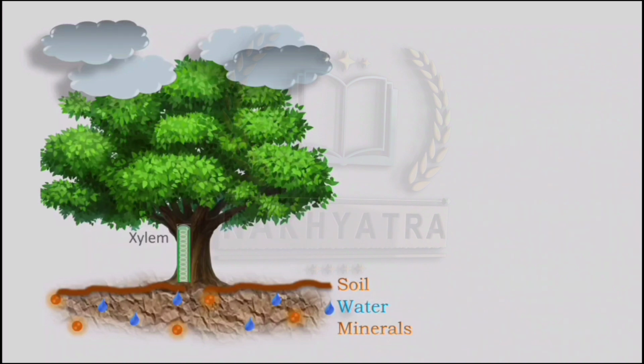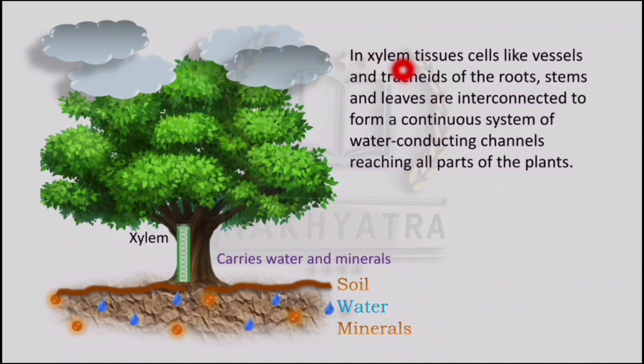Now see xylem. So xylem carries water and minerals from the soil to the rest of the plants, and also it provides physical support to the plant. In xylem tissues, cells like vessels and tracheids of the roots, stems and leaves are interconnected to form a continuous system of water conducting channels reaching all the parts of the plants.